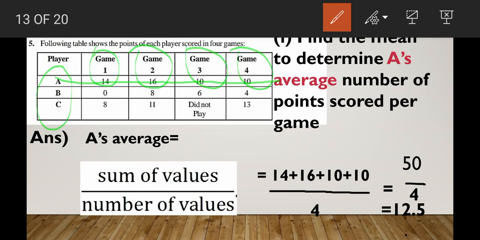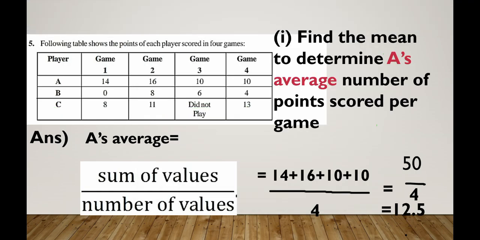Same way B score is given here. In game 1 0 he got, game 2 8, game 3 6, game 4 10. Same way C score is also given here. So these are the scores obtained by 3 players in 4 games. Okay. Now find the mean to determine A's average.